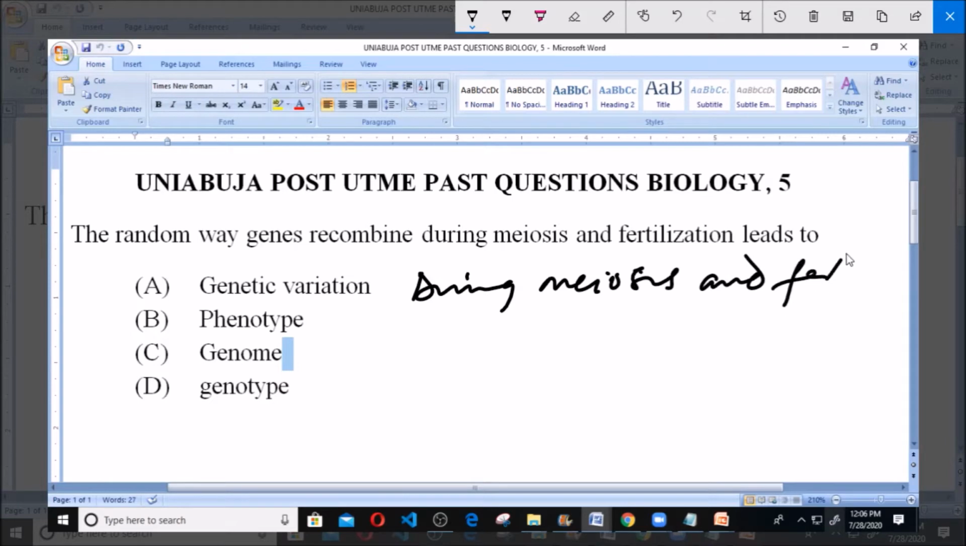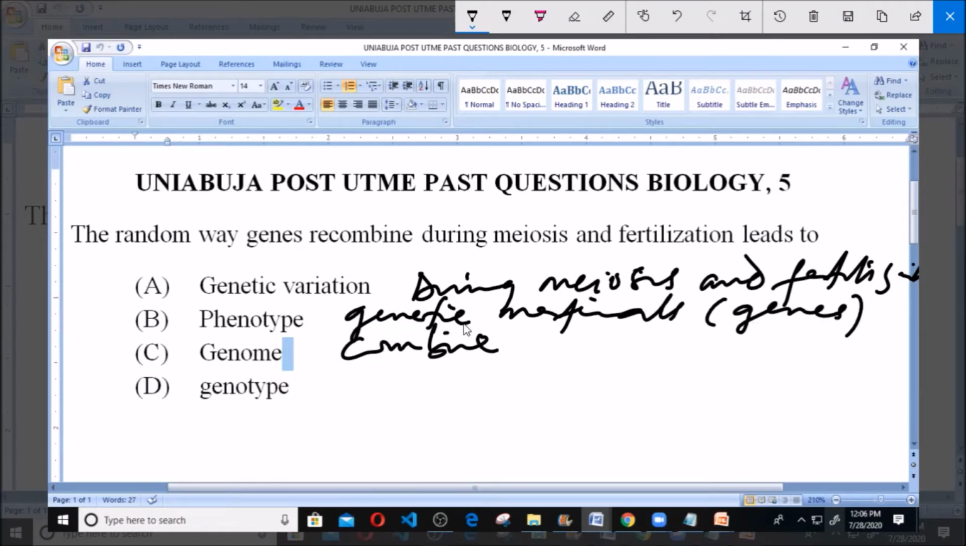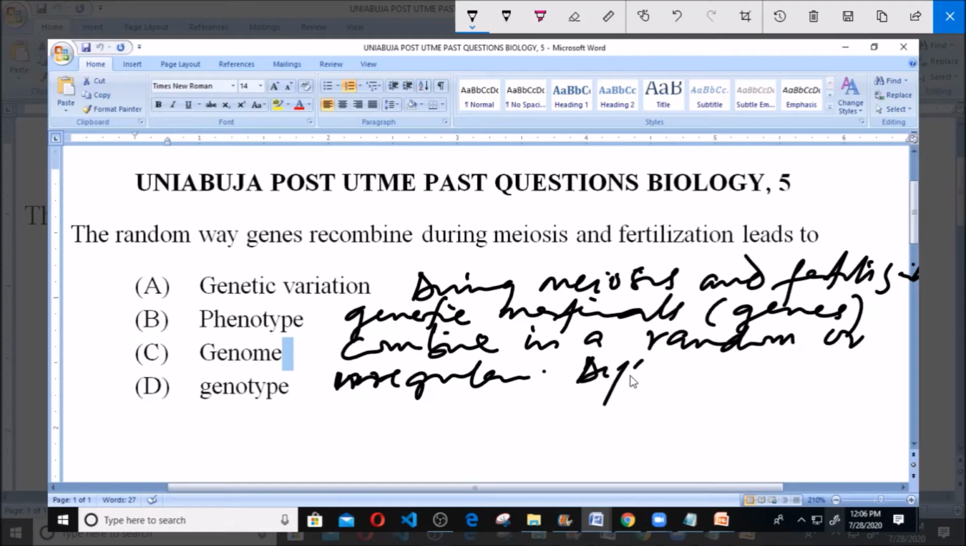Now, during meiosis and fertilization, the genetic materials, and when I say genetic materials, I'm talking about genes, combine in a random or irregular manner. This manner is regarded as random in the sense that different alleles attach to different alleles in a very random manner, so it cannot be predetermined.